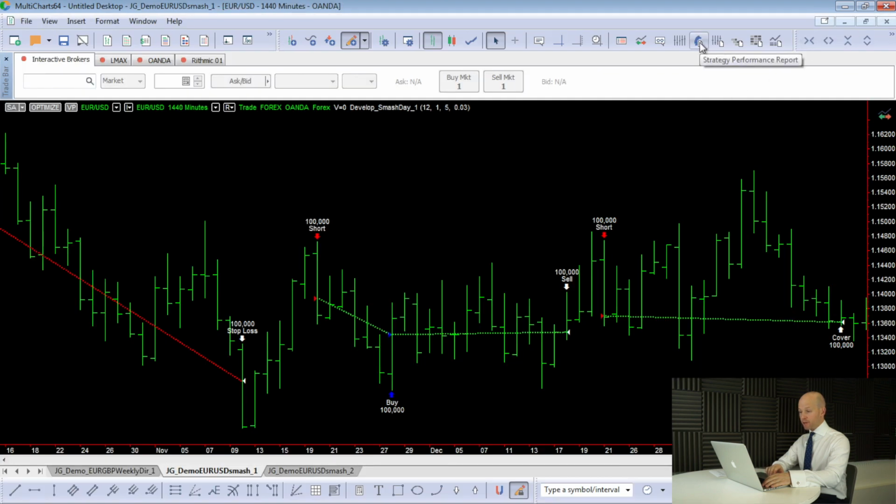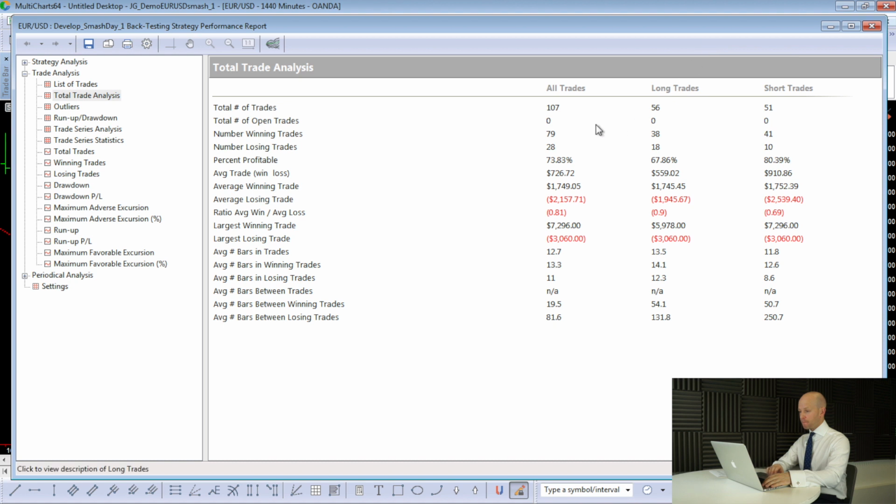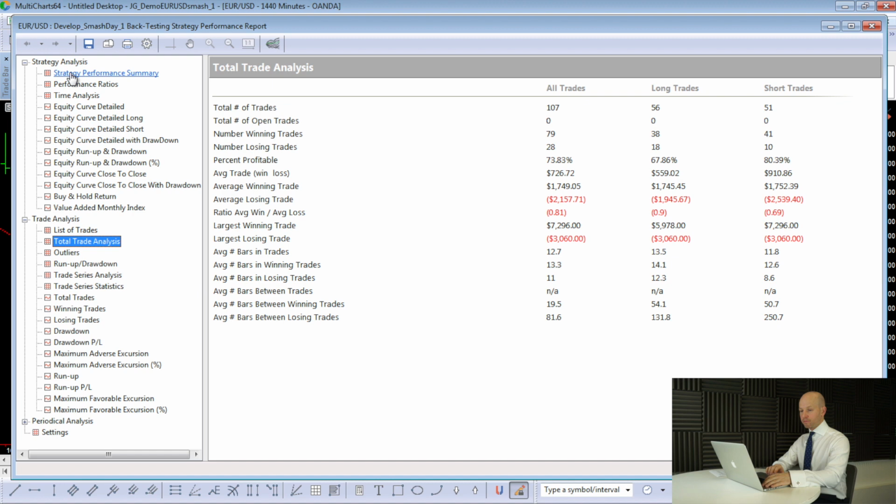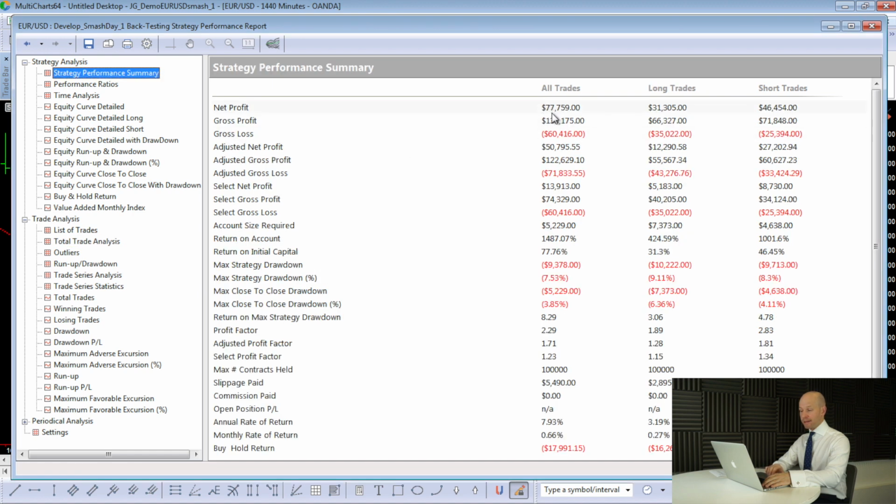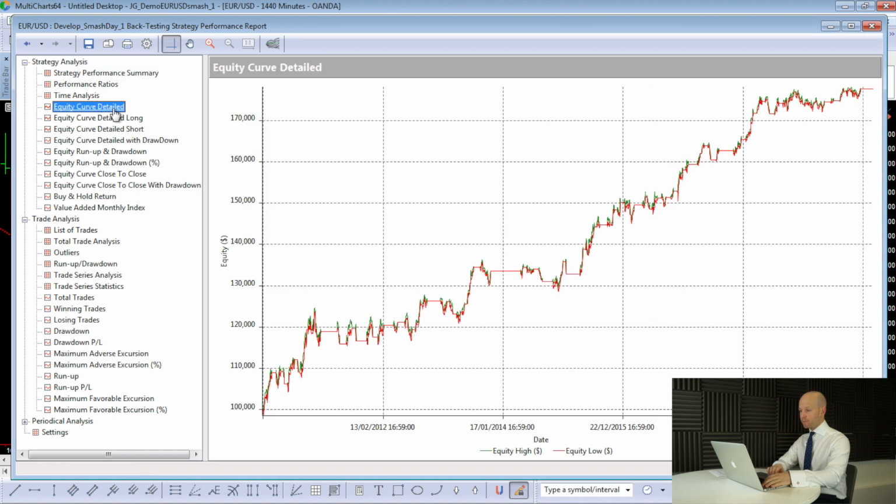Now we're getting out of trades much quicker. We know we've got higher percent profitable, average trade is slightly lower. We've got more trades. Average trade in bars is much lower. We know we're making slightly less net profit. And there's the equity curve, which is really quite nice too.